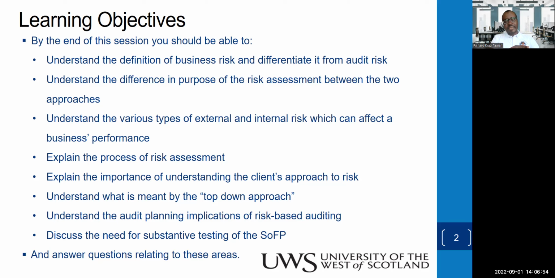Audit risk is the risk pertaining to the auditors not being able to arrive at the correct conclusion, possibly because they couldn't do a good job, or they were limited in scope and still proceeded with their work. Now, I want to see the difference in the purpose of the risk assessment between the 2 approaches.